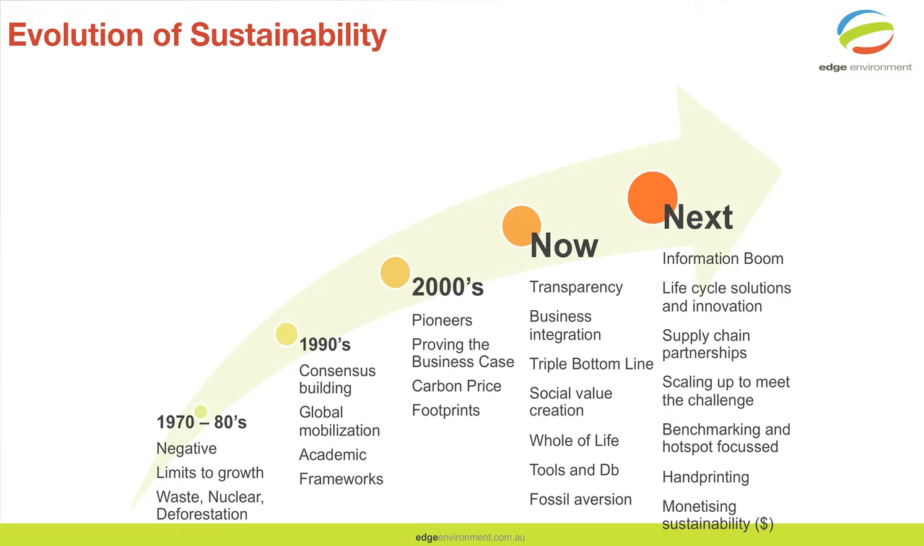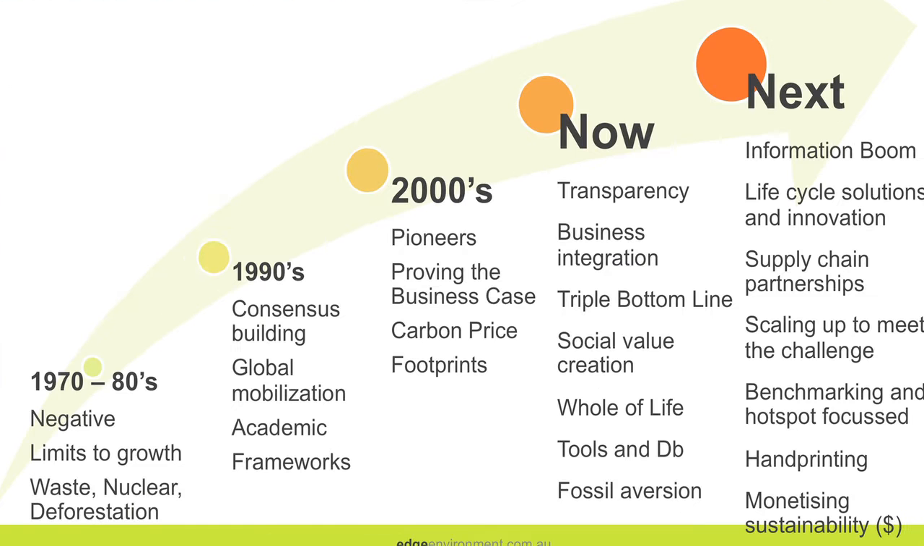And it was really the 70s and 80s, I mean, when I grew up, it was all limits to growth, deforestation, nuclear winter, you name it. It was all pretty depressing. And then in the 90s, we start to develop this, well, we need to do something, how do we do something? And academics were pondering which frameworks, which methods.